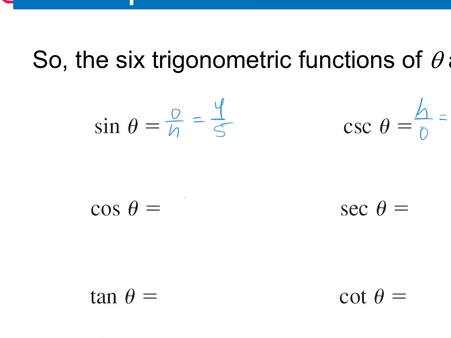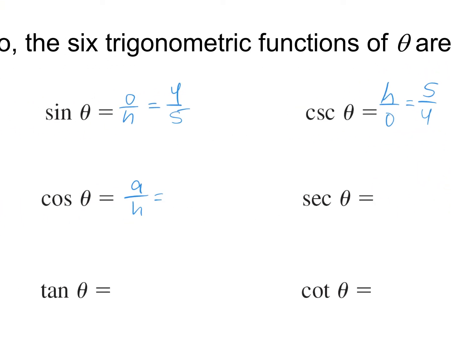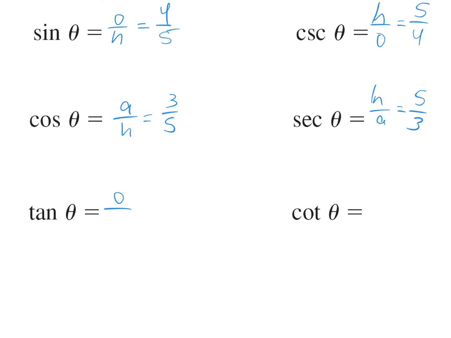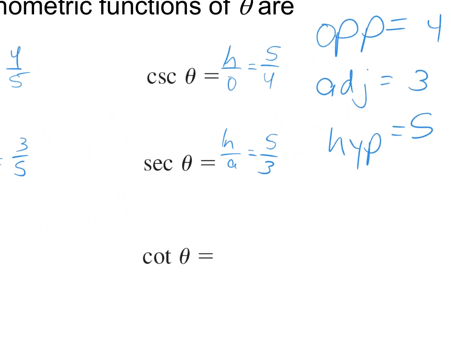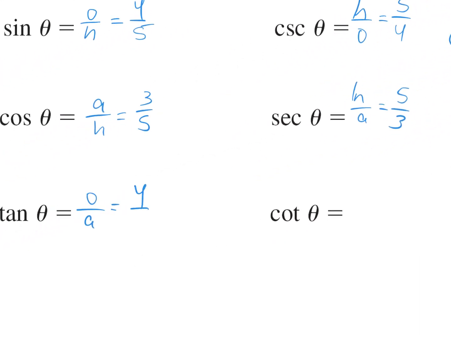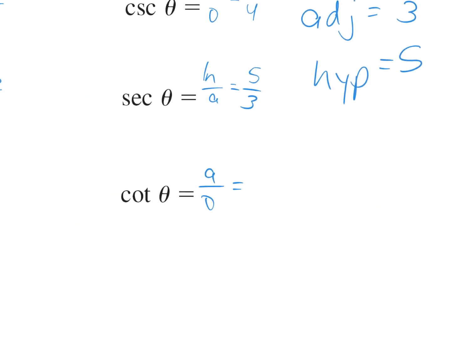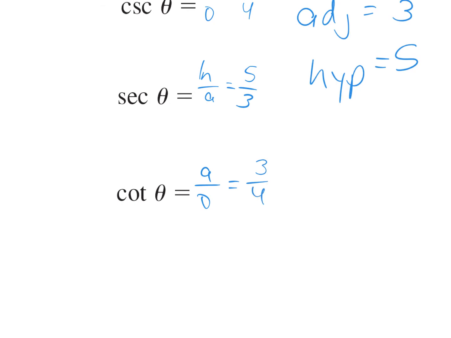All right. Cosine is adjacent over hypotenuse. So it's 3 over 5. Then my secant is going to be hypotenuse over adjacent. So it's 5 over 3. You just flip it. My tangent is opposite over adjacent, so it's 4 over 3. Good. And then my cotangent is adjacent over opposite, so it's 3 over 4.